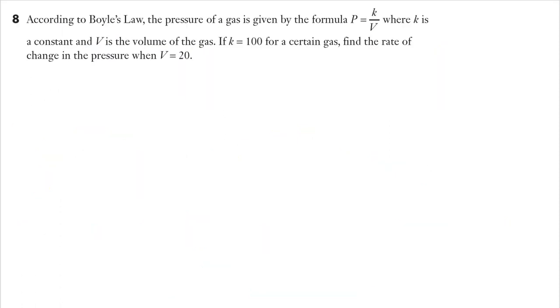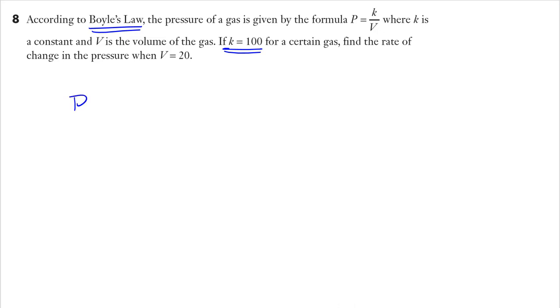On to question 8. According to Boyle's law, so doing a little bit of chemistry here, the pressure of gas is given by P equals K over V. K is a constant, and V is the volume. It says here, if K is equal to 100 for a certain gas, find the rate of change of the pressure when the volume is 20.